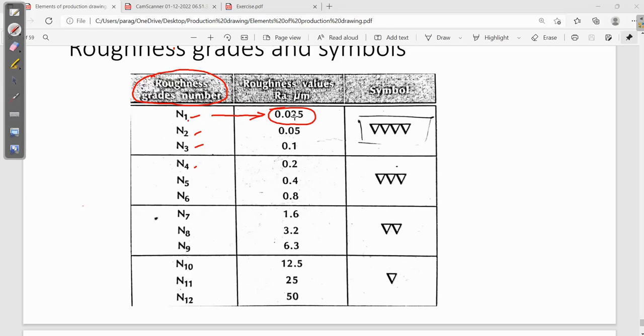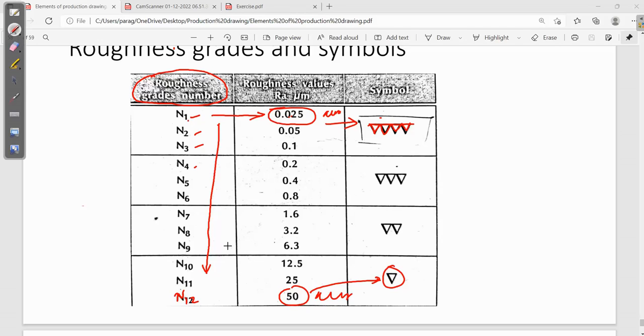For N1, the roughness value will be 0.025 micrometer, and the corresponding symbol is 4 triangles. 4 triangles means your surface roughness is very smooth. As we move downwards, surface roughness will keep on increasing. For N12 it is 50 micrometer. How will we represent that? Only with a single triangle. So this thing you have to remember.